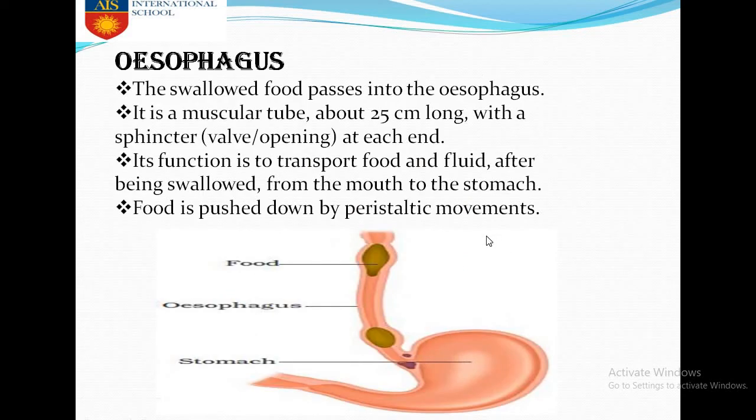Now we will study the esophagus. When we chew the food and it mixes with saliva, it forms a bolus, and this bolus passes through the esophagus. The esophagus is commonly known as the food pipe. The swallowed food passes into the esophagus. It is a muscular tube about 25 centimeter long, and it has a valve at each end, at the entry of the esophagus and at the exit of the esophagus.